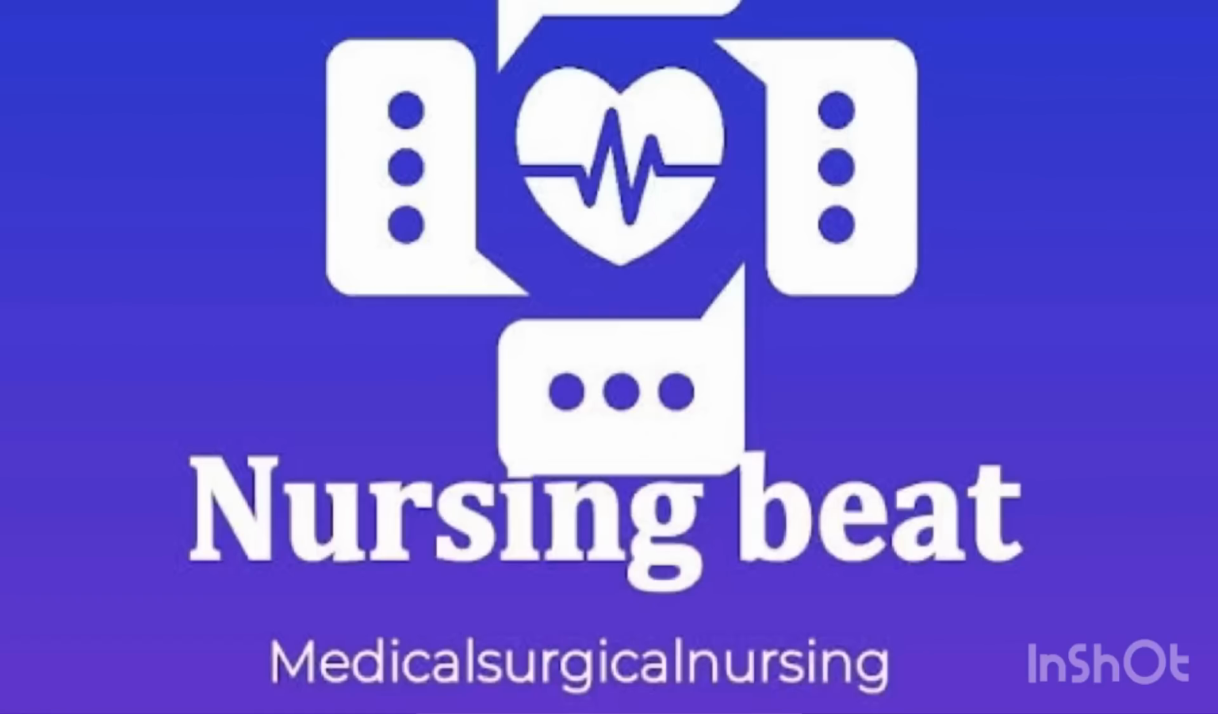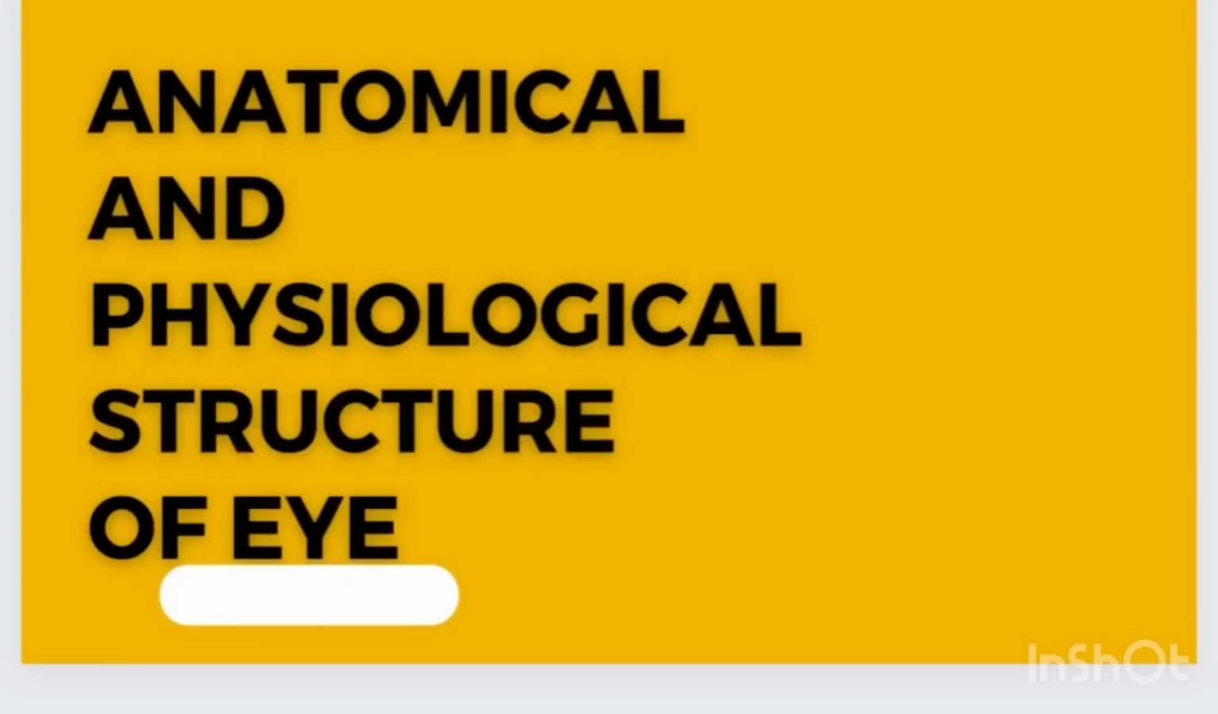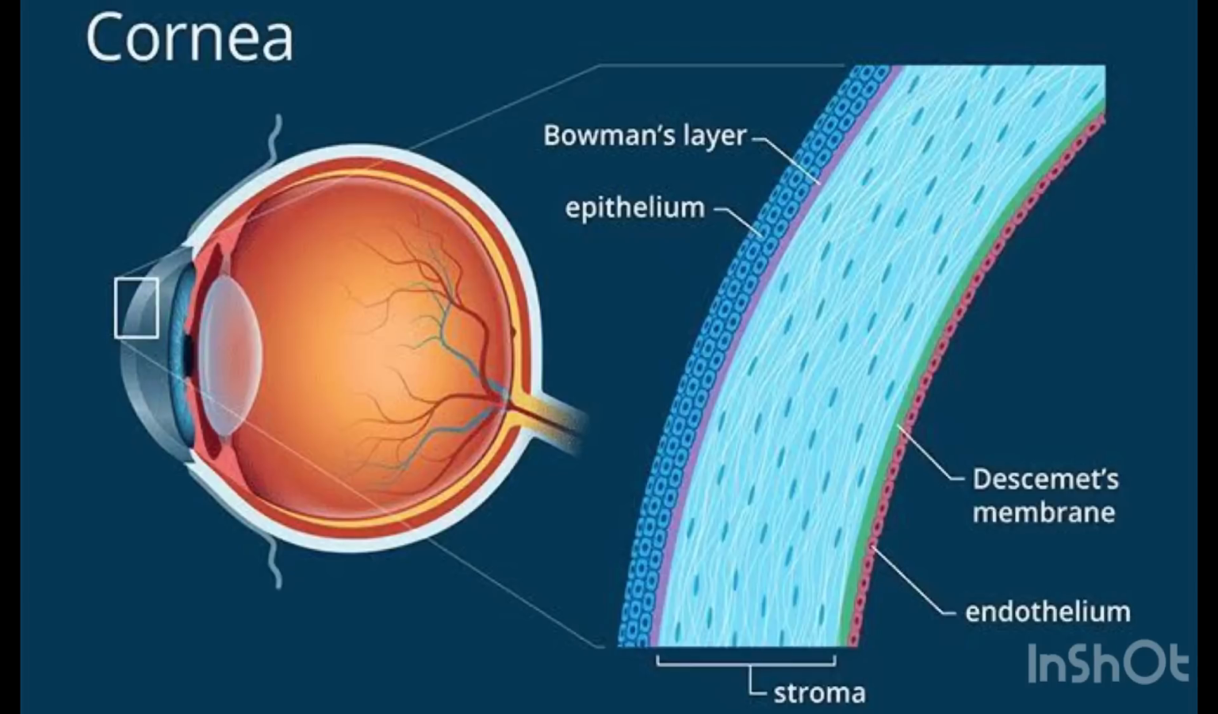Today I am going to discuss the anatomical and physiological structure of the eyes. Under this, the first one is the cornea: the clear dome-shaped outer layer that covers the front of the eyes. It helps focus light onto the retina.